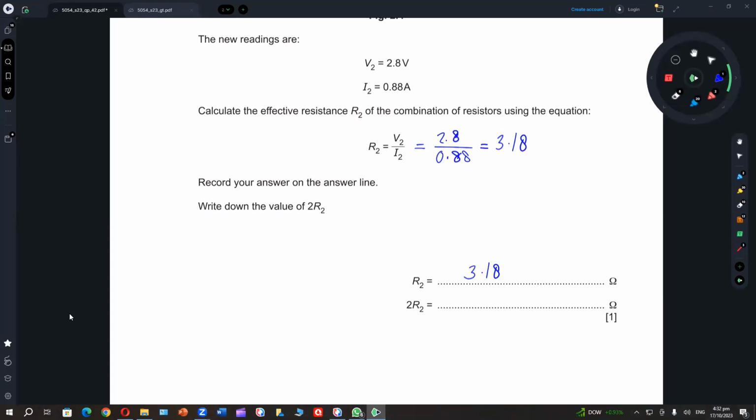Okay, double it. 10.11. Are you doubling it?